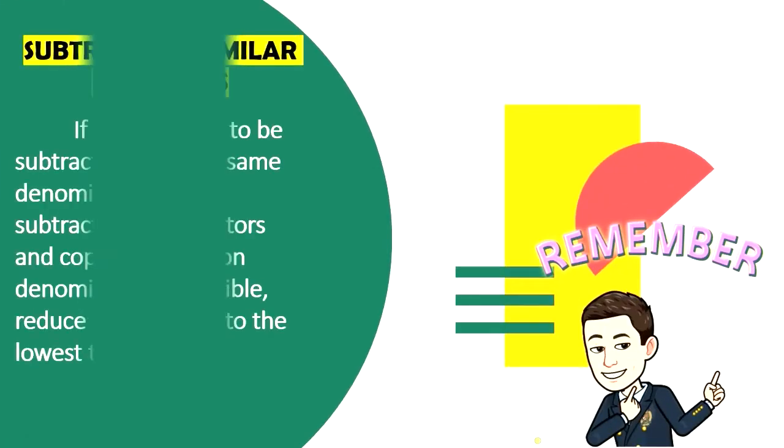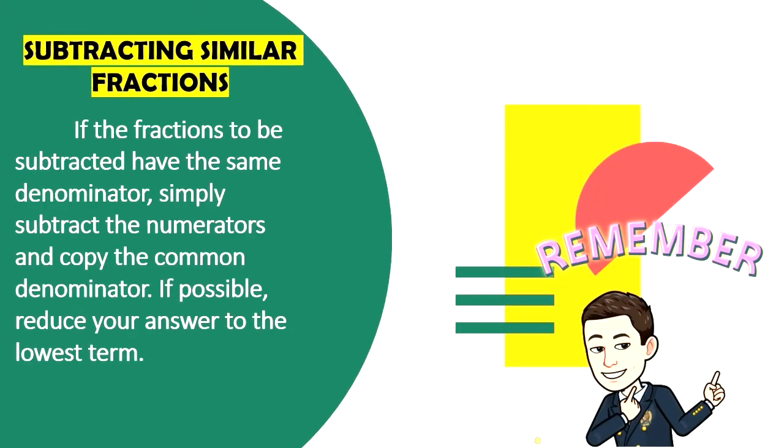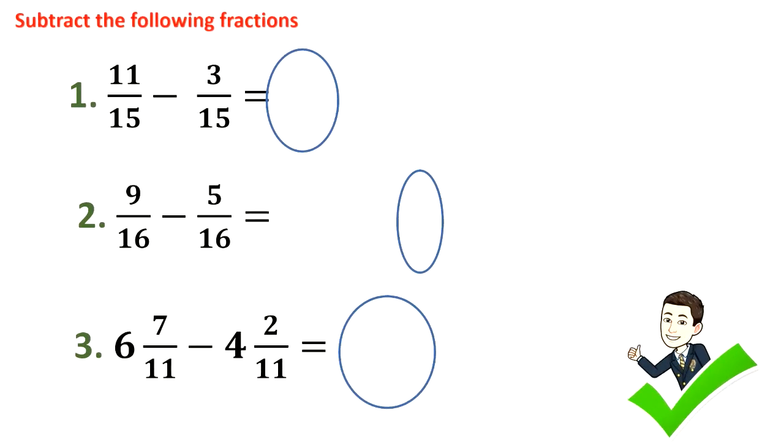Remember that in subtracting similar fractions, if the fractions to be subtracted have the same denominator, simply subtract the numerators and copy the common denominator. If possible, reduce your answer to the lowest term. Moving on, on our screen are sample problems in subtracting similar fractions.